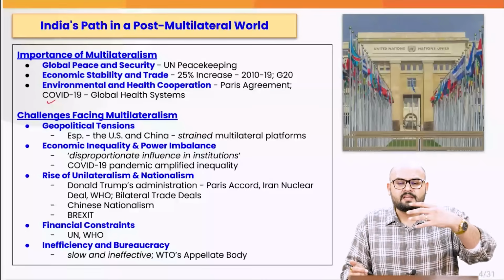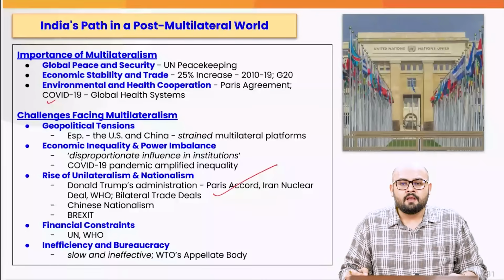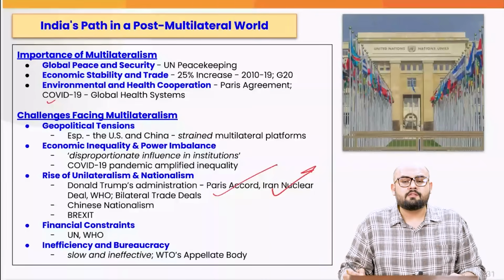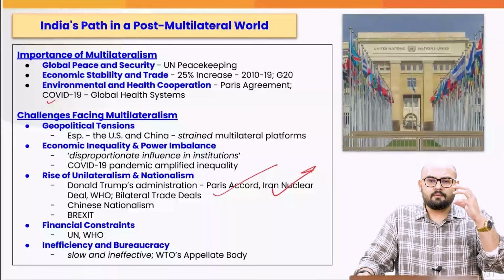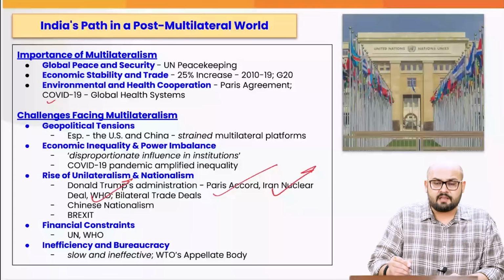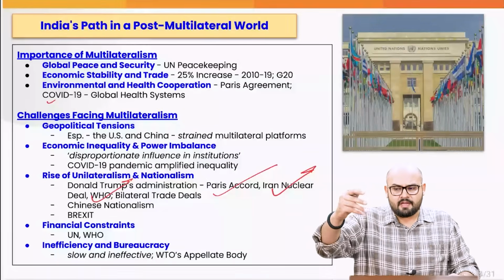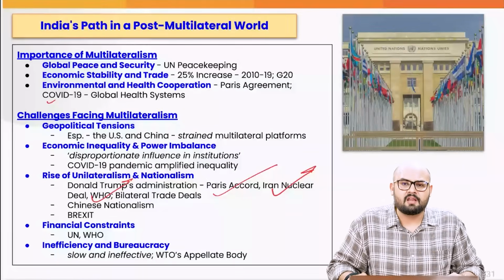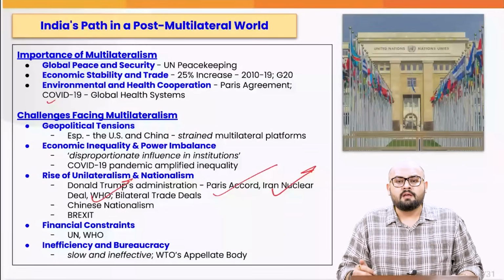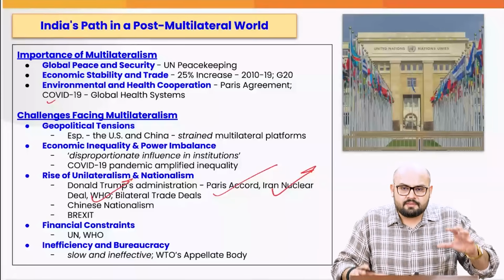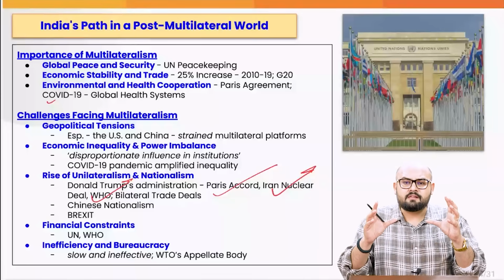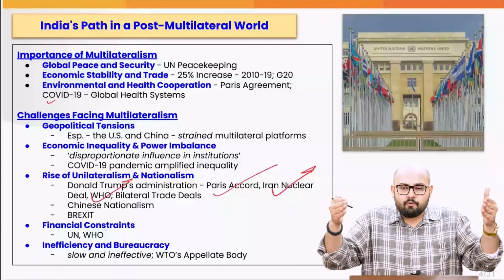Take, for example, coming out of the Paris Accord, or coming out of the JCPOA, the Joint Comprehensive Plan of Action, what we call the Iran nuclear deal, or reducing the funding of the World Health Organization, or signing executive papers that the US is going to come out of the World Health Organization. Or let's talk about the lowering of funding for UNESCO. So these actions reflect that the US has a narrow policy right now.